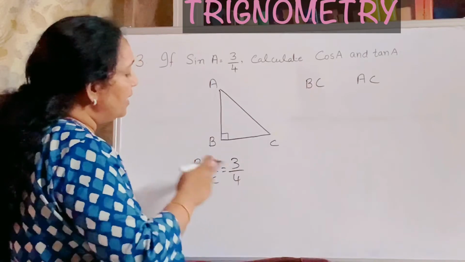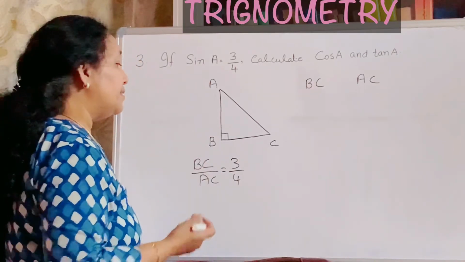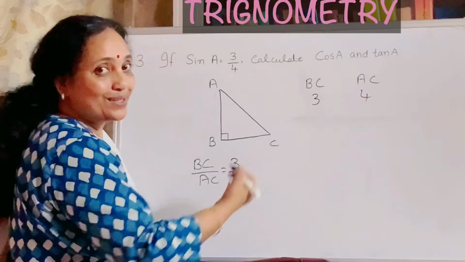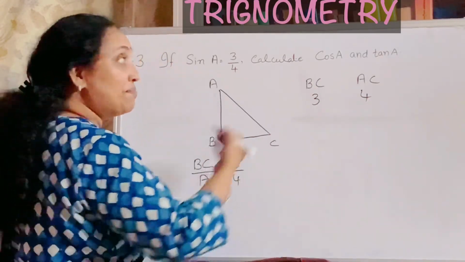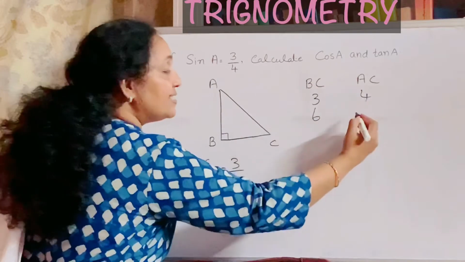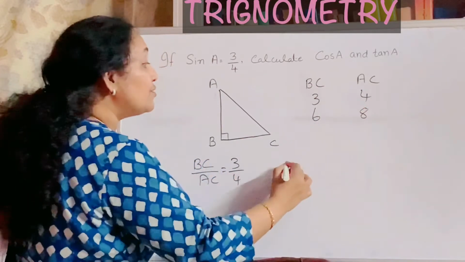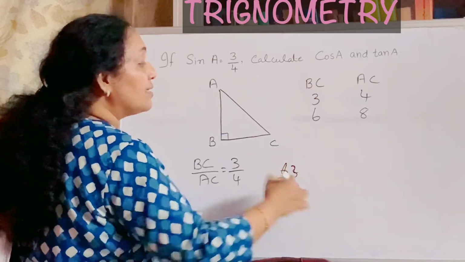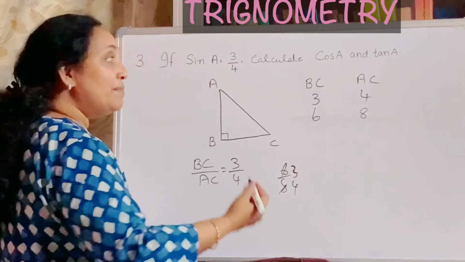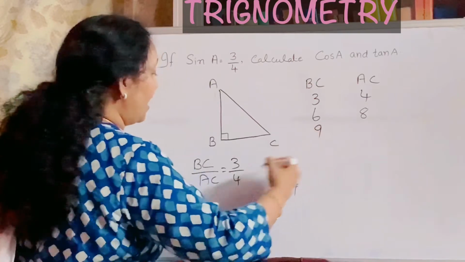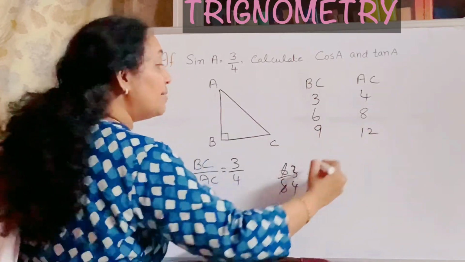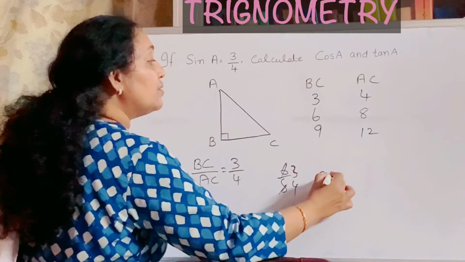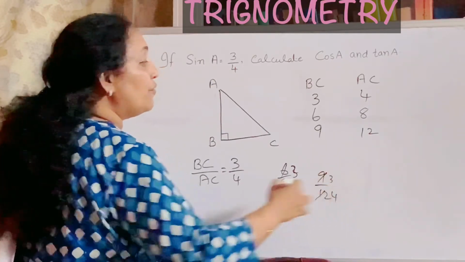Then what will be the length of BC and AC? BC can be 3 and AC can be 4, then the ratio is 3 by 4. Then BC can be 6 and AC can be 8. Then the ratio is 6 by 8, choose the common factor, that is also 3 by 4. Then BC can be 9 and AC can be 12. That time also the ratio is 9 by 12, 3 is the common factor, so that is 3 by 4.